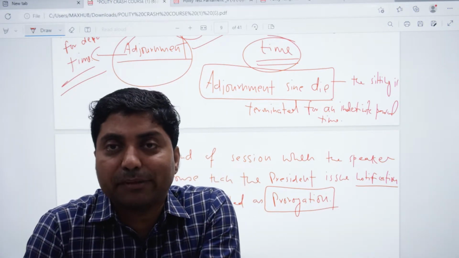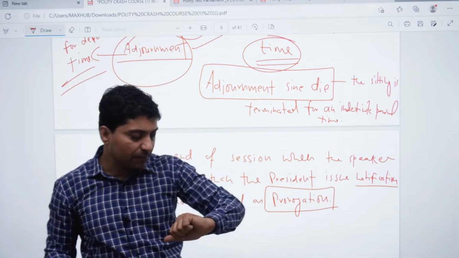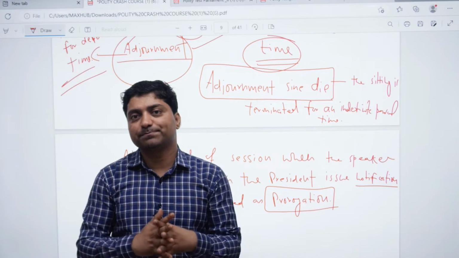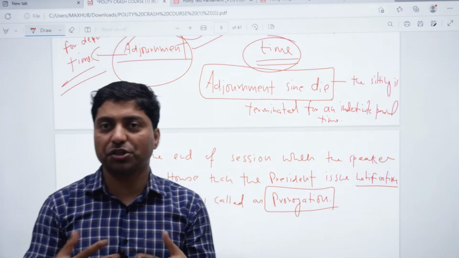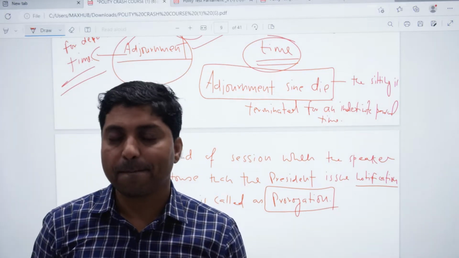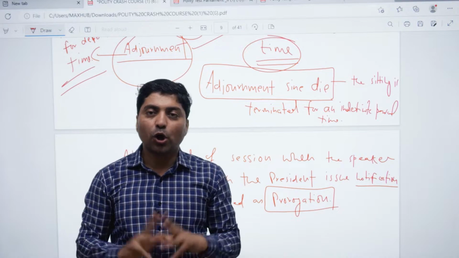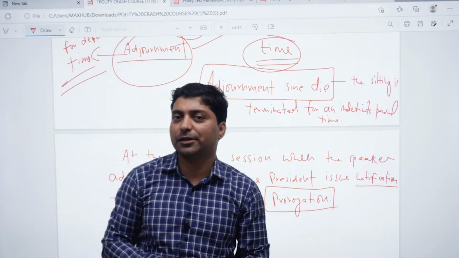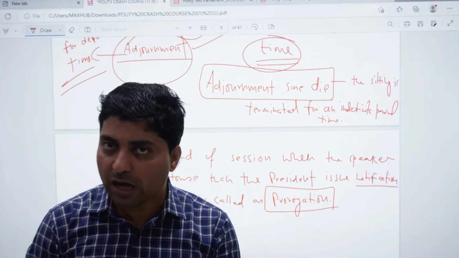Let's say, for example, the speaker may say that the house is adjourned till 3 p.m. Then it means till 3 p.m. house will not work, right? There will be no debate, no discussion, no proceedings. But after 3 p.m., all members will gather in the house and they will initiate debate, discussion, right? And proceedings of the house.